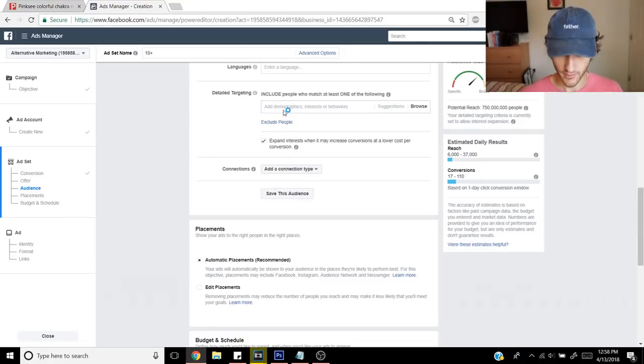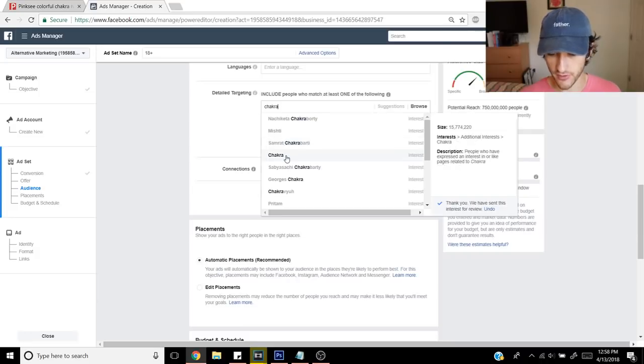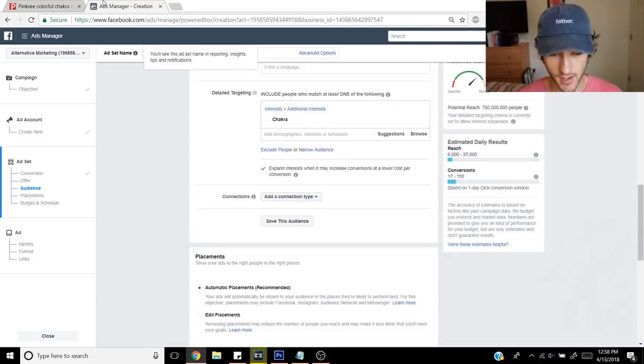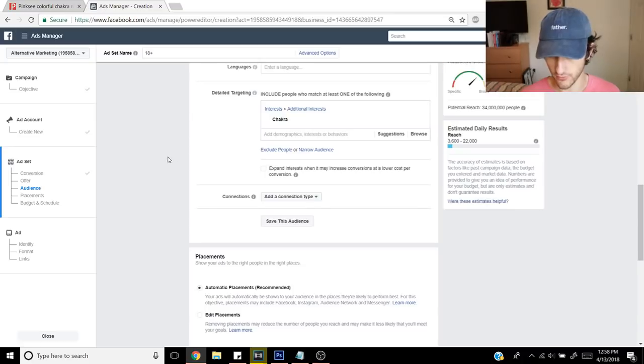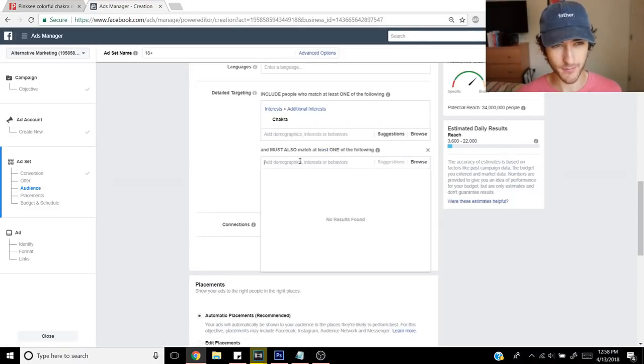Let's just say the first one that we're doing right here is pretty obvious. We're just going to target chakra, because it's like a chakra necklace. Now we're going to unclick this expand interest because that just screws things up. So 34 million people like chakra. Now, this is great, but we're going to hit this narrow, and not a lot of people do this, but it is becoming more well known. I'm not trying to pretend this is some crazy hack. We're going to limit it by engaged shoppers.